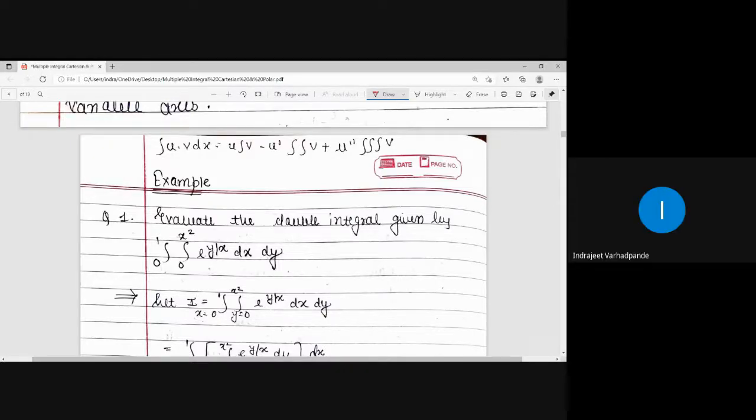Now, after looking at the theoretical part of the double integral for the Cartesian coordinate system, because mainly we are dealing with the variables x and y, we switch over to the example. Just to remind you that we have learnt earlier the generalized rule for integration by parts. The generalized rule says that integral of u dot v dx means integration of a product of two terms.